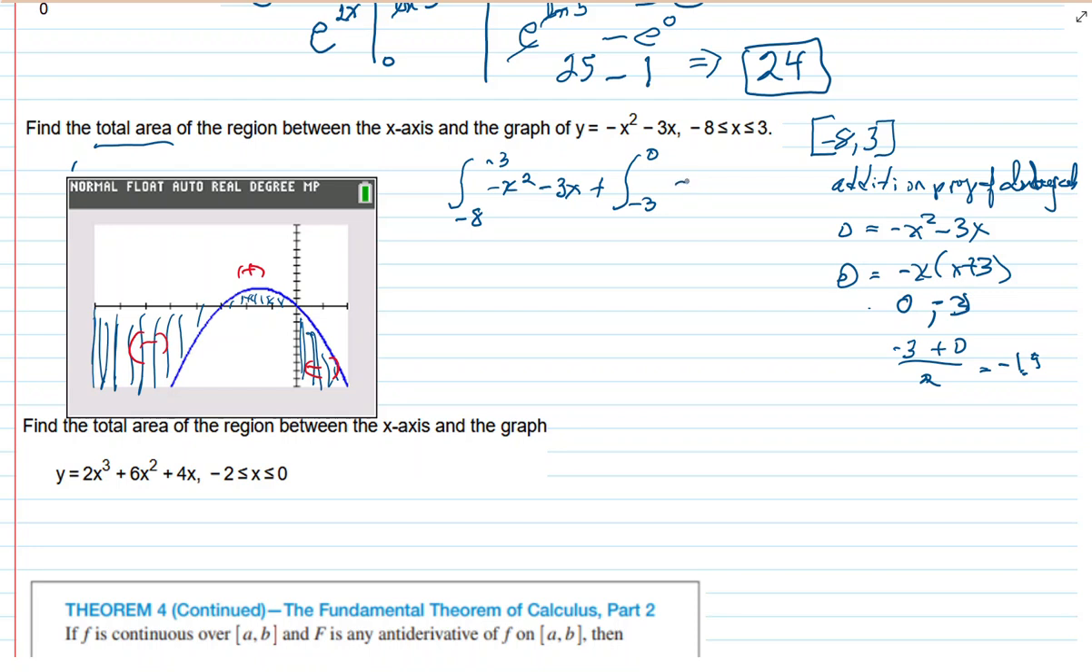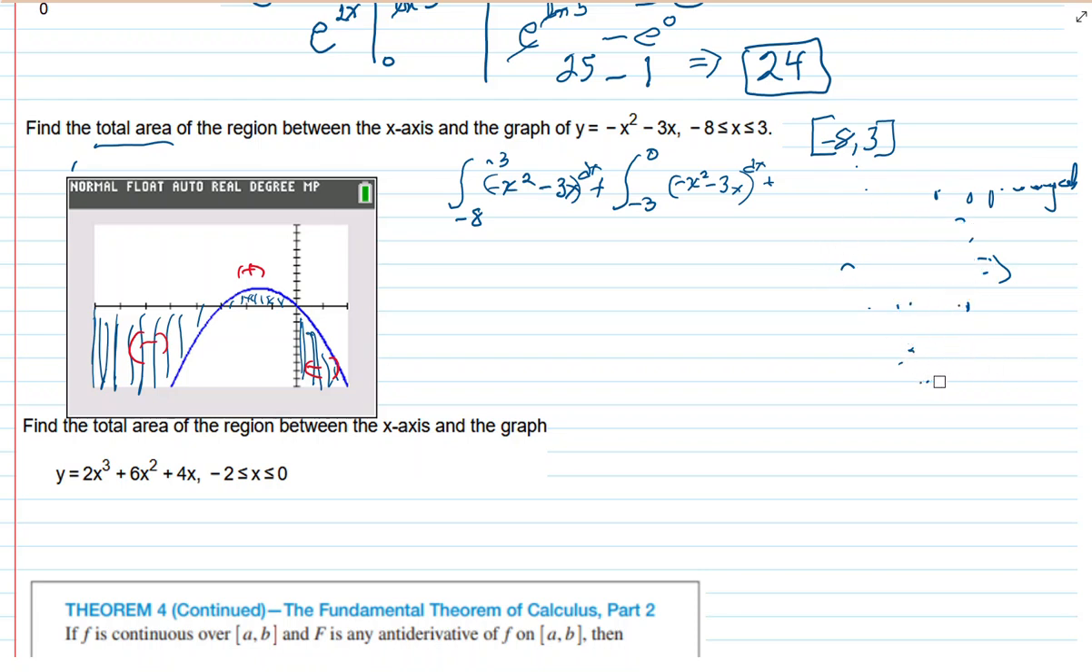And that is, and these are dx's. And then we have the last one. And I'm going to have to erase this so I can make it all cohesive. Zero to 3, of that function.